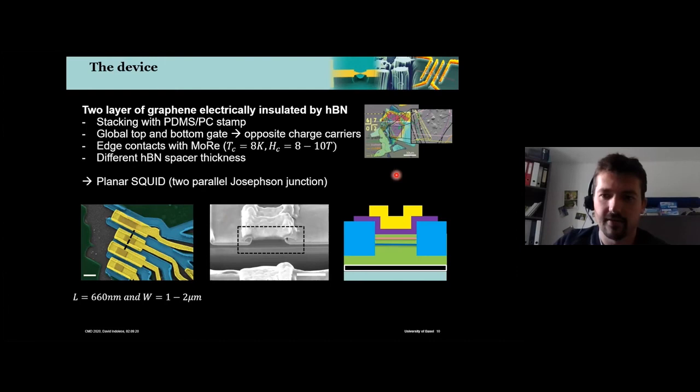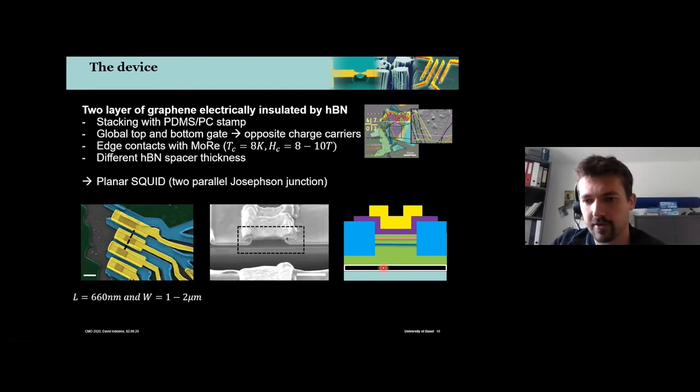Maybe it's easy to see in the side view. So we have a global graphite back gate, a bottom boron nitride to insulate also the electrodes from the gate. For this, we have to carefully etch down into the boron nitride, but still have some remaining substrate there. Then we have a first graphene layer and a boron nitride layer in between to insulate it from the other graphene layer, a top graphene layer to protect the layer from contamination, and then the aluminum oxide and the gate.